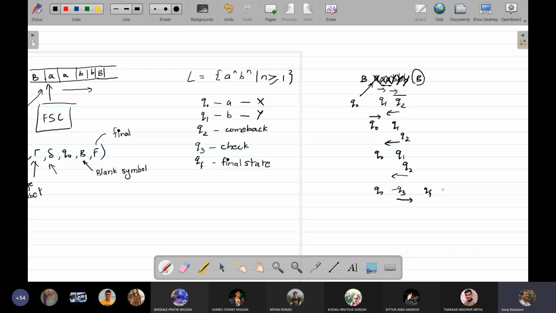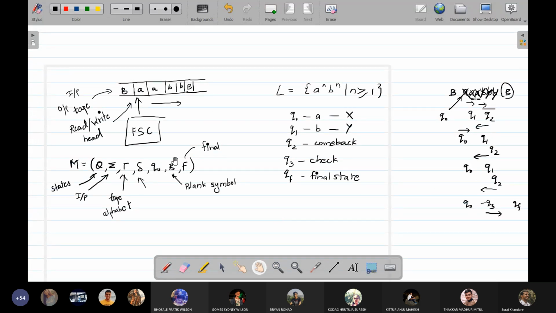Are you getting it? Yes. So here, what we are doing is we are using this particular read write head and moving from left to right and right to left. We are performing operations on the input output tape.